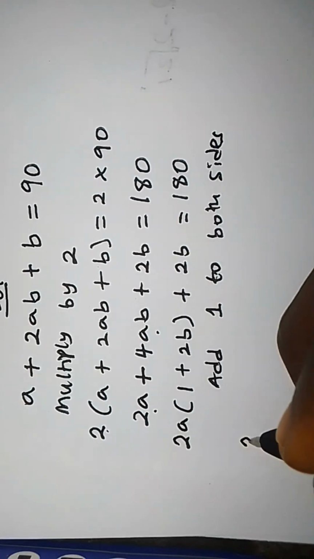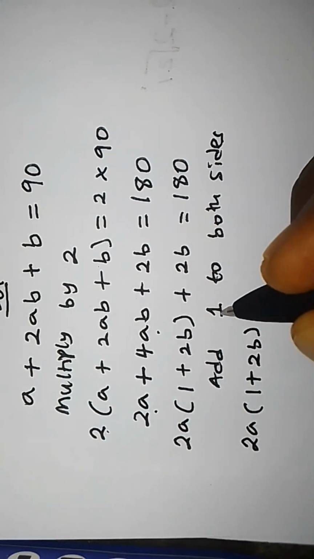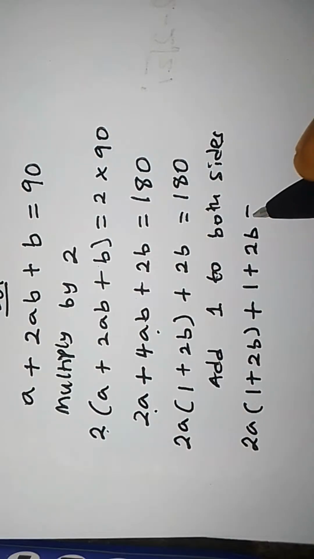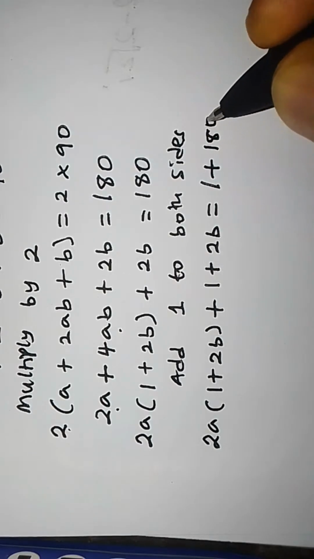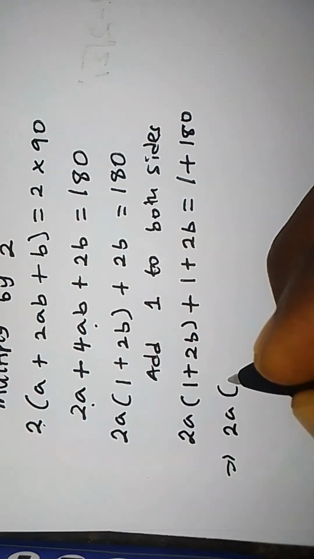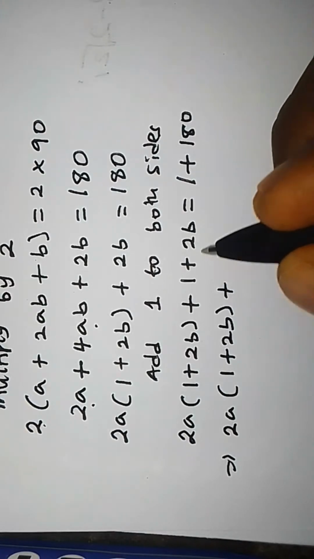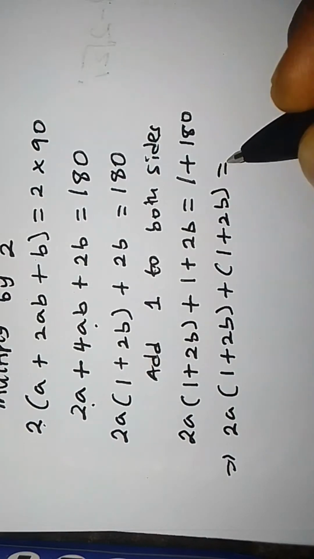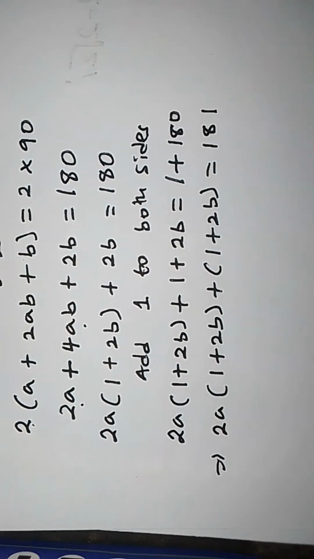Doing that, we have 2a times (1 plus 2b) plus 1 plus 2b equal to 1 plus 180. This means that 2a times (1 plus 2b) plus, I can put these in brackets, (1 plus 2b) equal to 1 plus 180, that is 181. Let's continue.